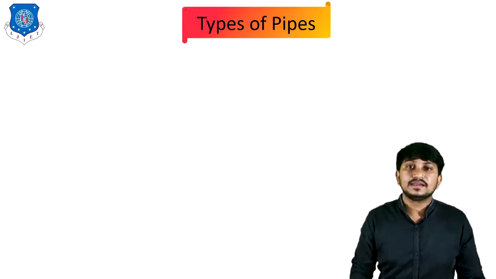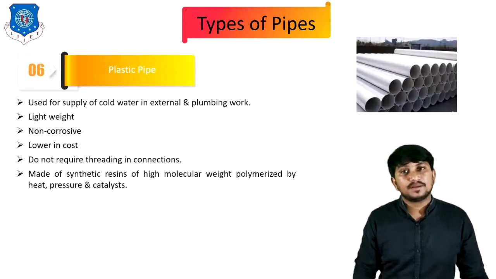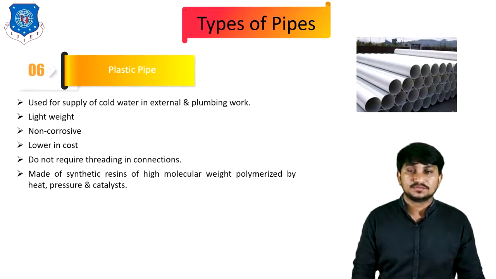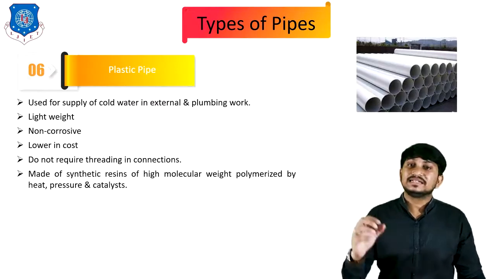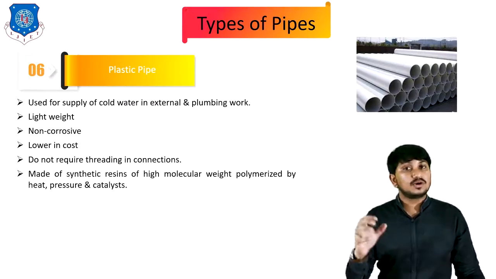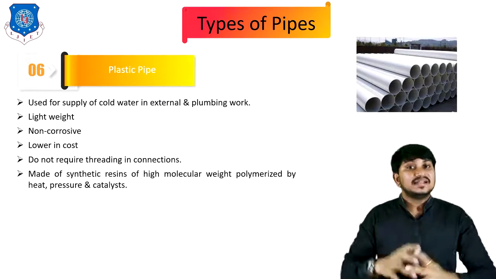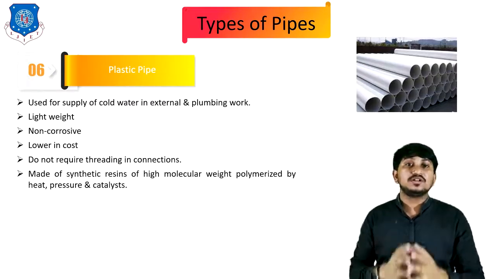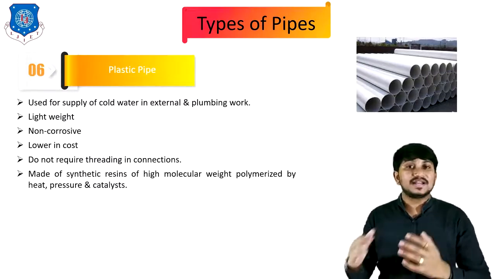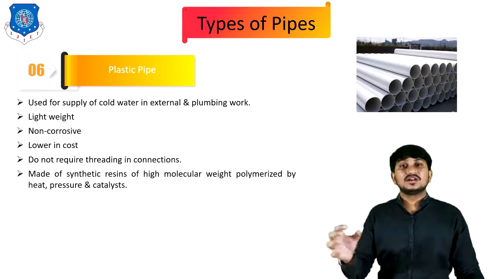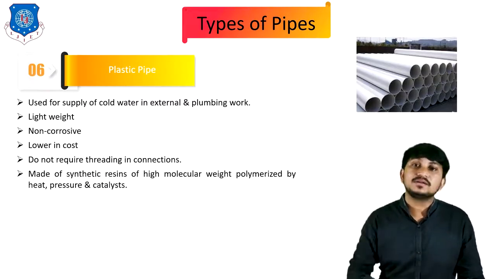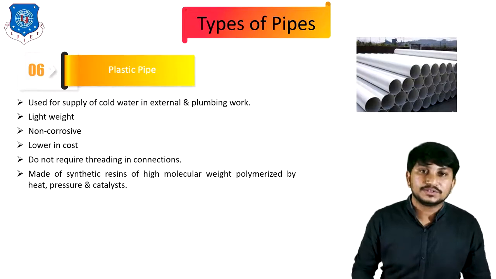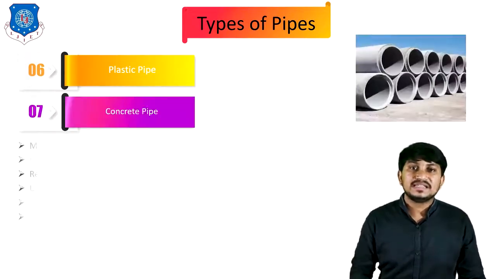Next type of pipe is plastic pipe. It is used for supply of cold water in external and plumbing work also. It is light in weight. It is a non-corrosive material. It has lower cost. It does not require threading in connection. It is made of synthetic resins of high molecular weight, polymerized by heat, pressure, and catalyst. This is called the plastic pipe. It is light in weight, lower in cost, and mainly used for cold water application in external as well as internal work.